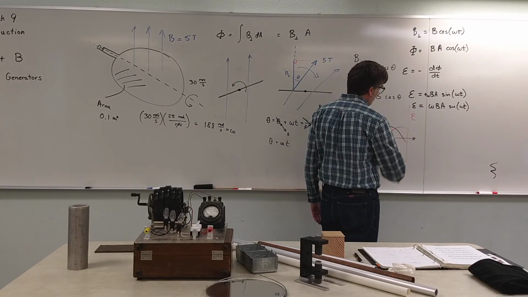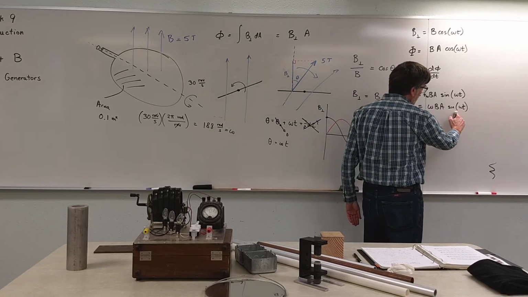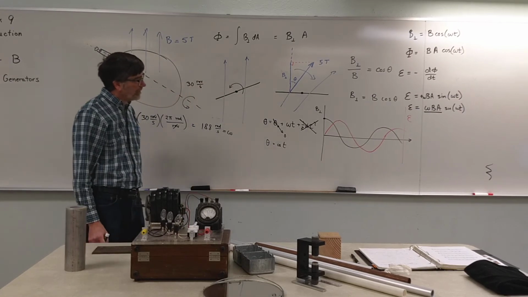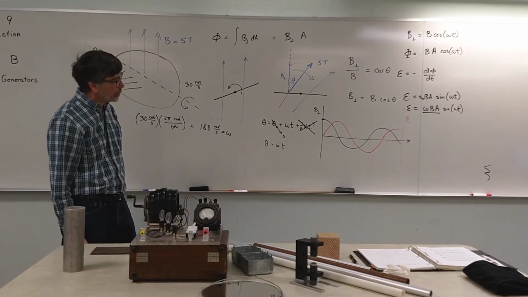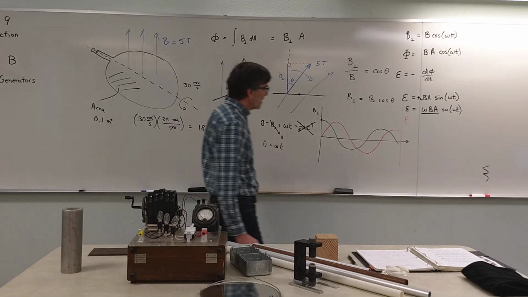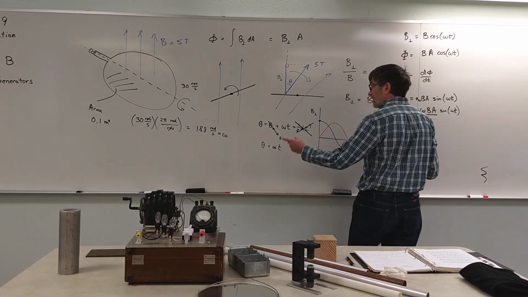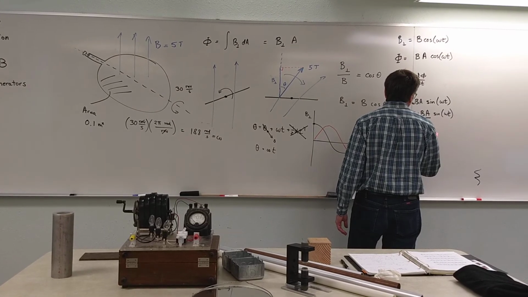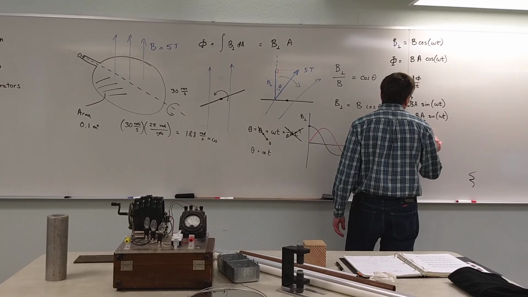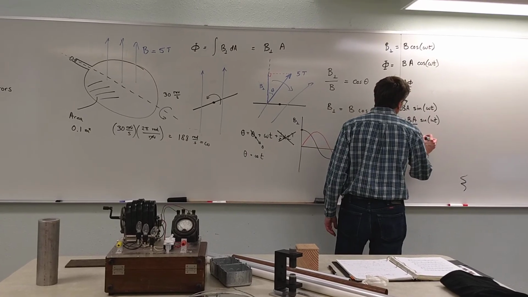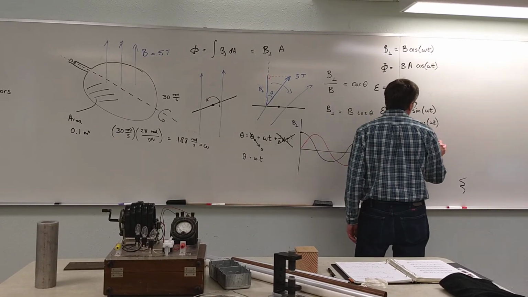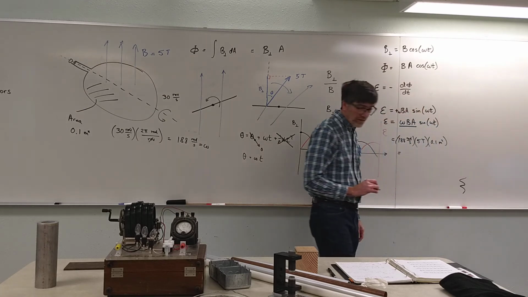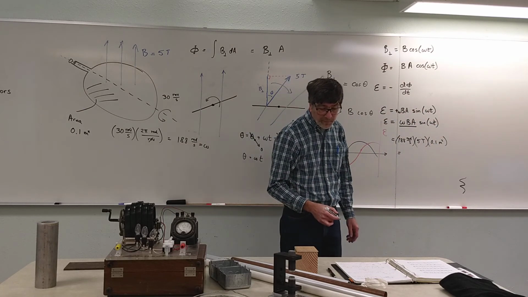You might wonder, well, how big is it? What's the largest it can get? Well, this is a sine function. The largest it can be is the amplitude down in front, the omega times B times A. In this case, that would be 188 radians per second times the B field, which was 5 Tesla, times the area, which was 0.1 square meters.